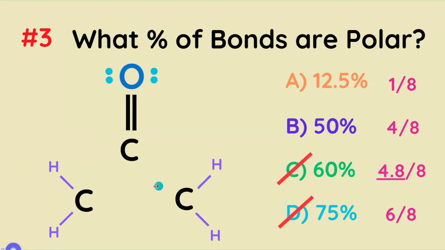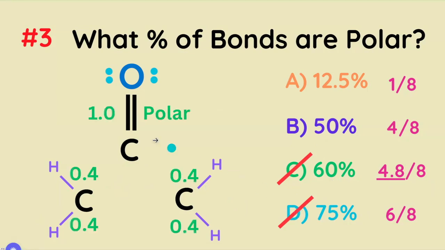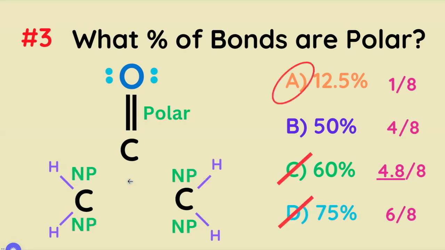We can also eliminate all the CC bonds because they're by definition nonpolar, and we only have 5 bonds left to choose from, so D is not going to be the right answer. Here are the electronegativity differences for each of the remaining bonds, and with a 1.0 difference in electronegativity for this, it's going to be polar. But for the 0.4 for the CH, it's going to be non-polar. So our answer is going to be one of the 8 or 12.5%.